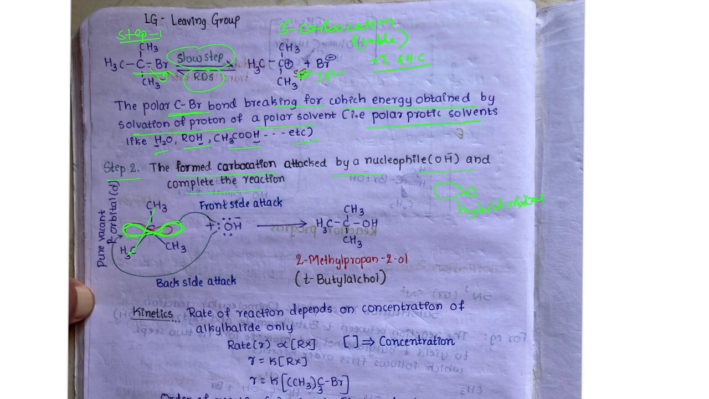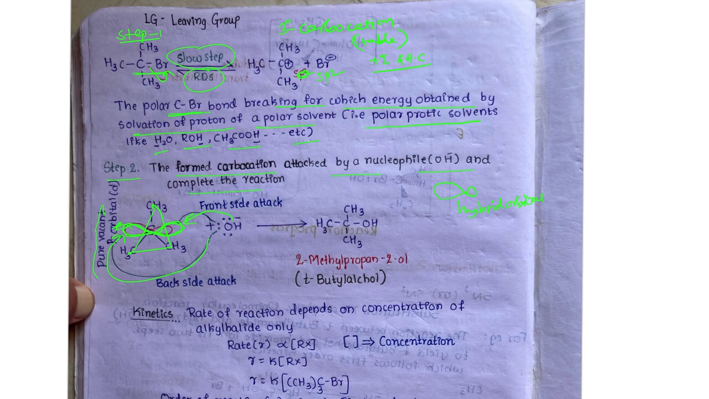So this is a triangular shape. This is perpendicular, horizontal, or front and back, you can consider. Therefore, if it is the front part, then there is a back part. It means the nucleophile can attack from the front side or from the back side. So here I mention this is called a pure vacant p orbital. Then two products are formed here.